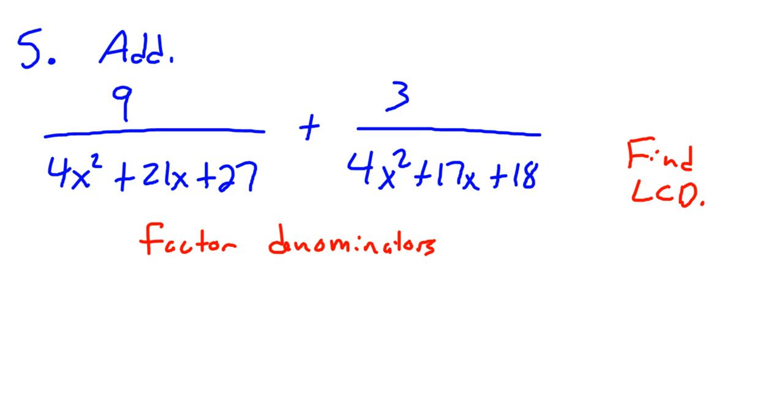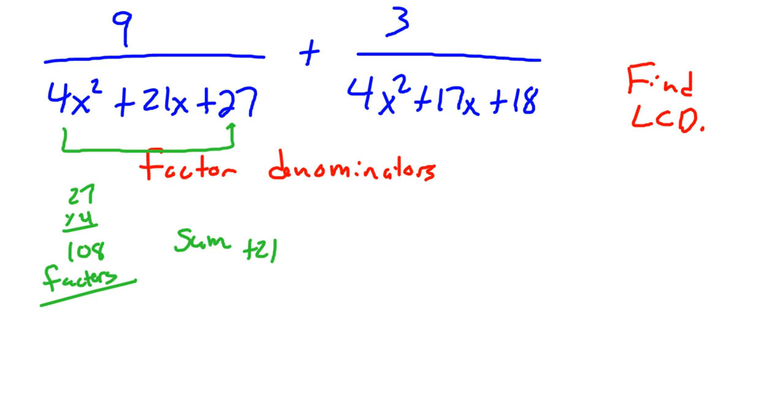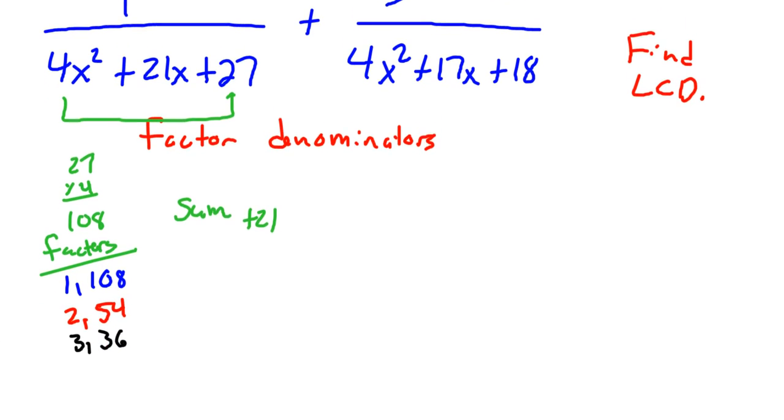Okay, so for the one on the left, this is where we're going to do bottoms up. So we're going to have to do 4 times 27, which is 108, and that's what we're looking for the factors of. And we're looking for the factors of 108 that are going to have a sum of positive 21. Okay, it's not going to be 1 and 108. Not going to be 2 and 54. Three and 36, we're getting a little bit closer.